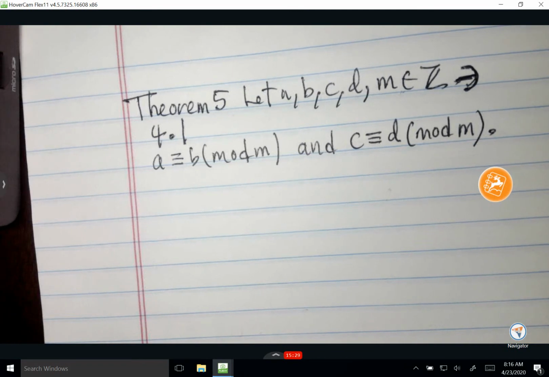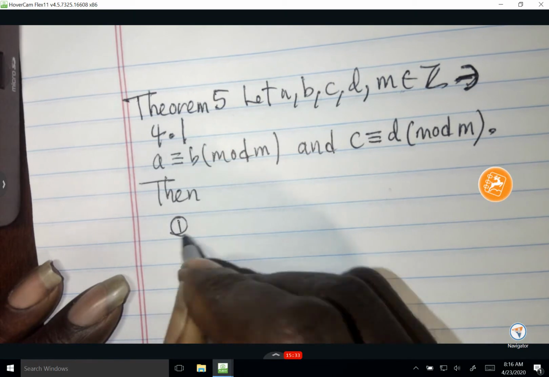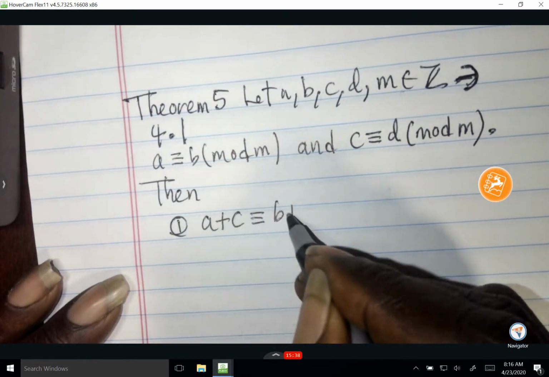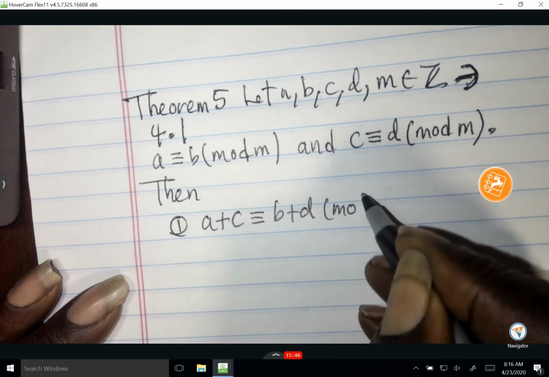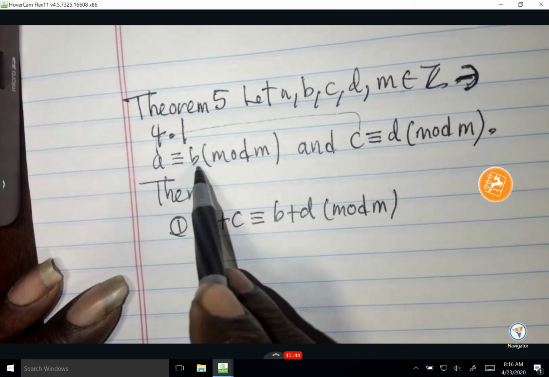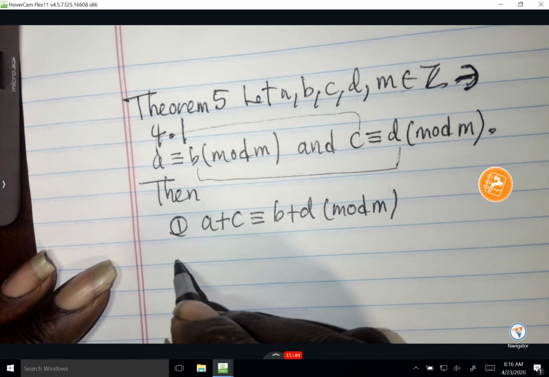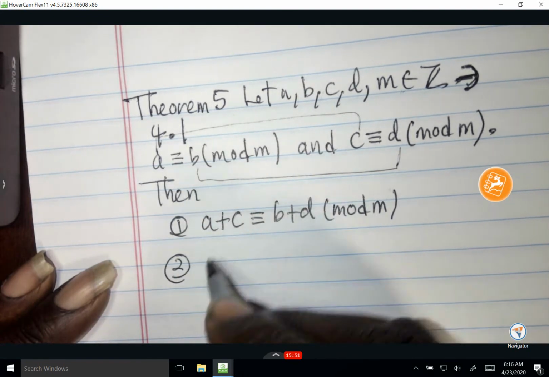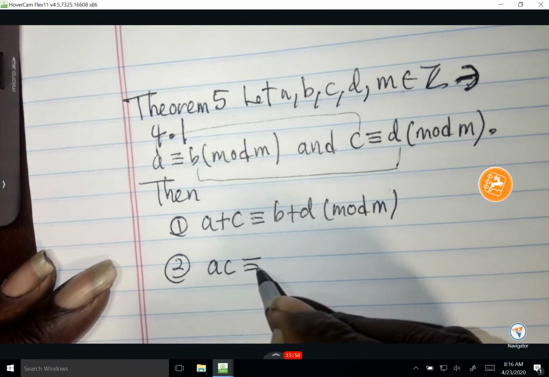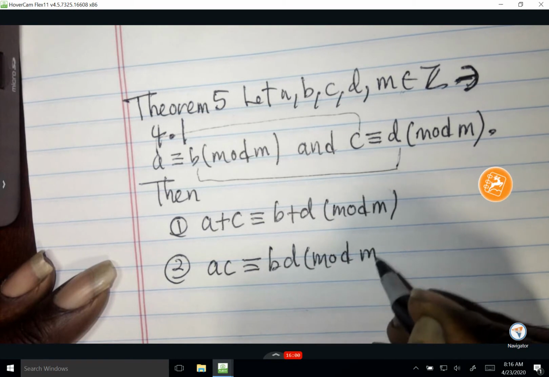Then you can prove two things. Then, thing one, A plus C is congruent to B plus D modulo M. See, it's almost like we're adding both sides here. Isn't that cool? And thing two, you can multiply both sides. AC is congruent to BD modulo M.